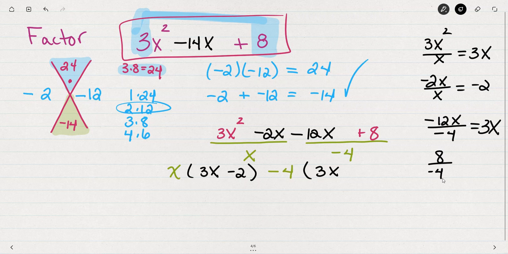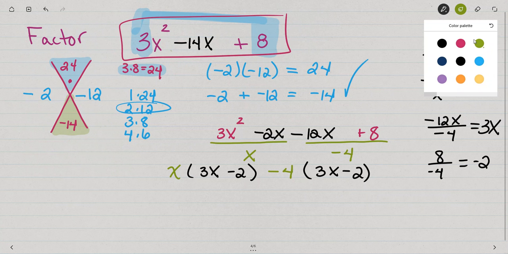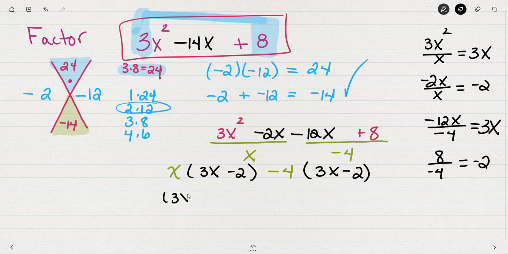And then 8 divided by negative 4 is negative 2. So there we have it. We're just one step away from the final answer. If I take out the 3x minus 2, you can see what I'm left with: x minus 4. I'd be left with x minus 4, and that's it.